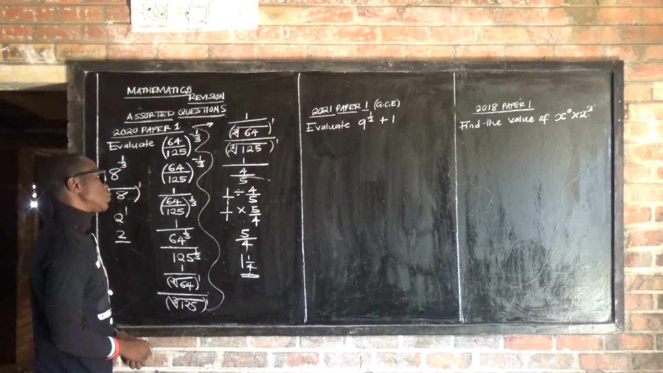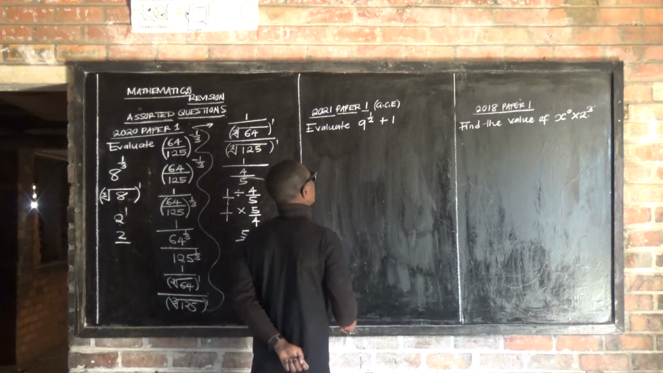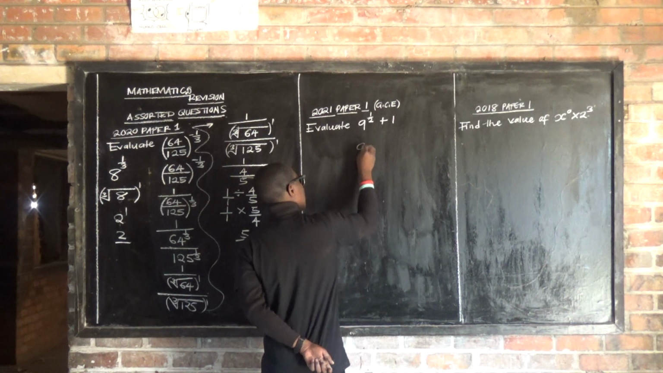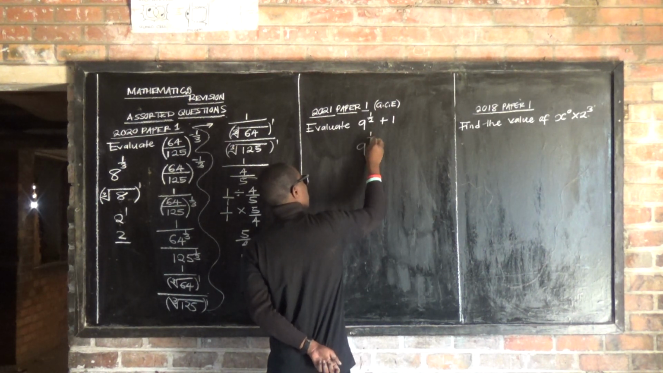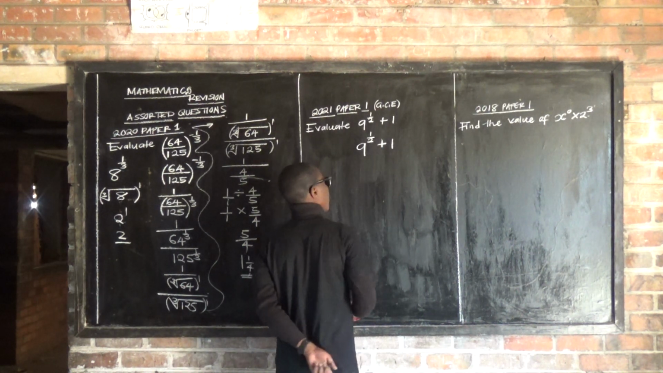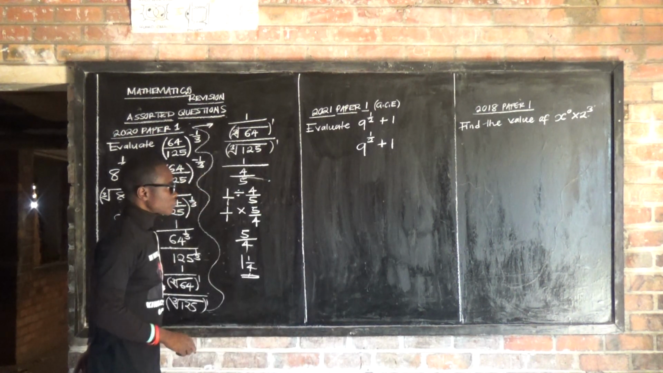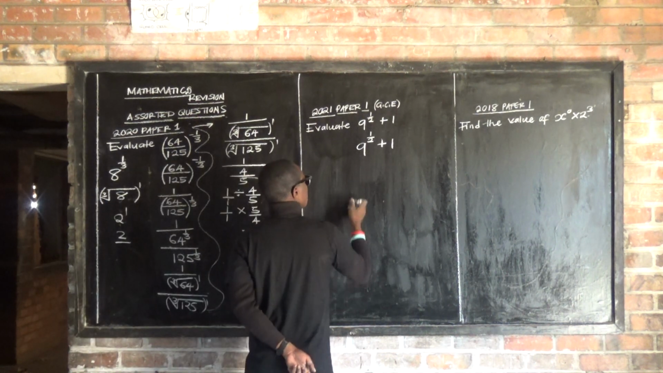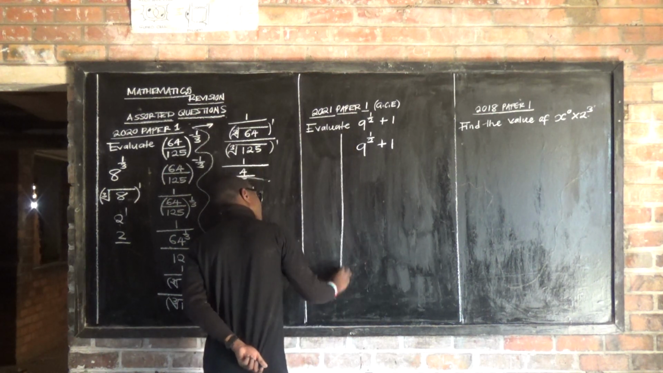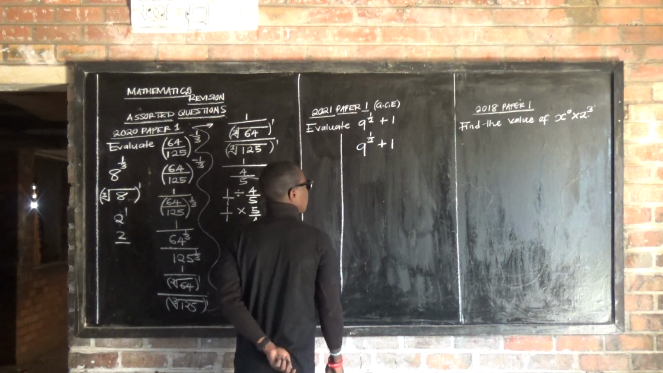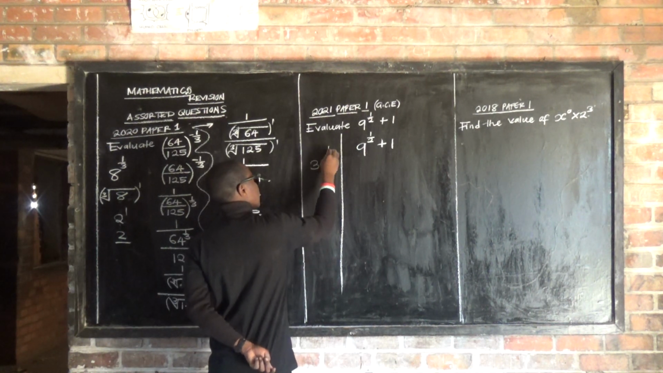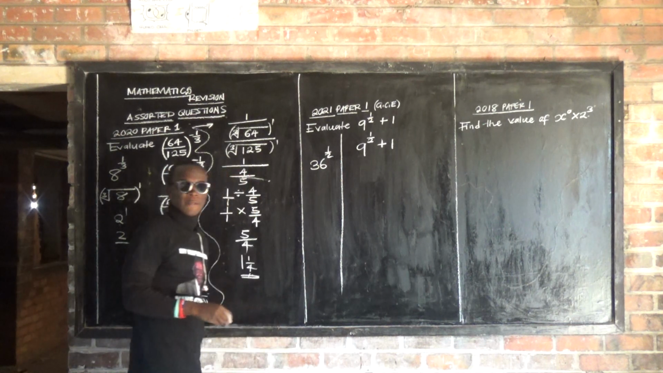Then we're told to evaluate, this is 2021 GCE. We're told to evaluate 9 raised to the power 1 over 2, plus 1. Are we together? So remember what we're going to do, this is what I was talking about. If you have a situation like this, let's say you have a situation like this, right?